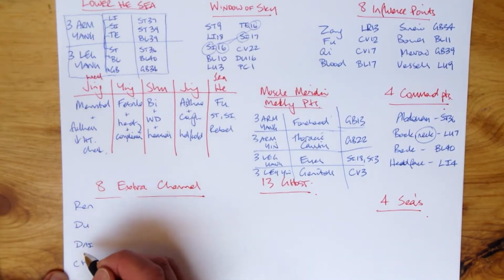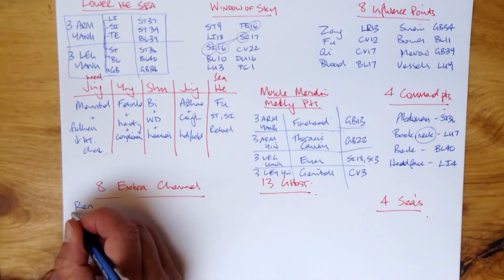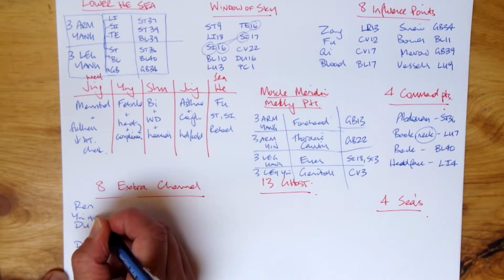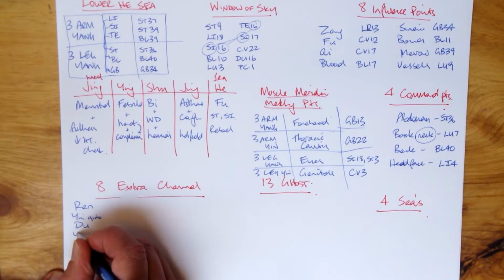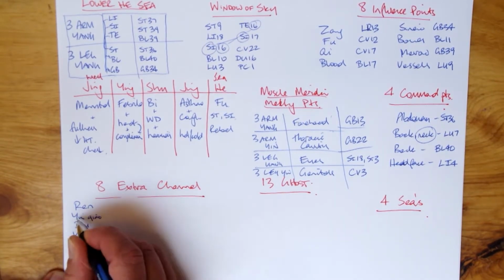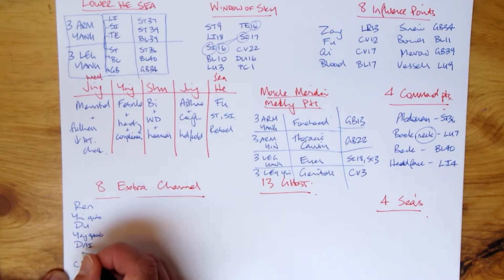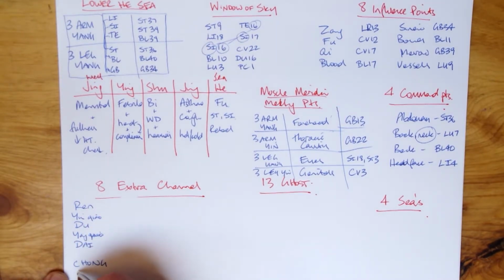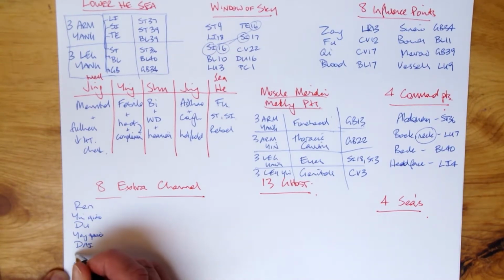Ren, du, dai, chong. Yin chiao, yang chiao. Think about this order. Ren is the yin, the du is the yang. The chong is also, we put here the yin wei. Or this is also the yang wei.